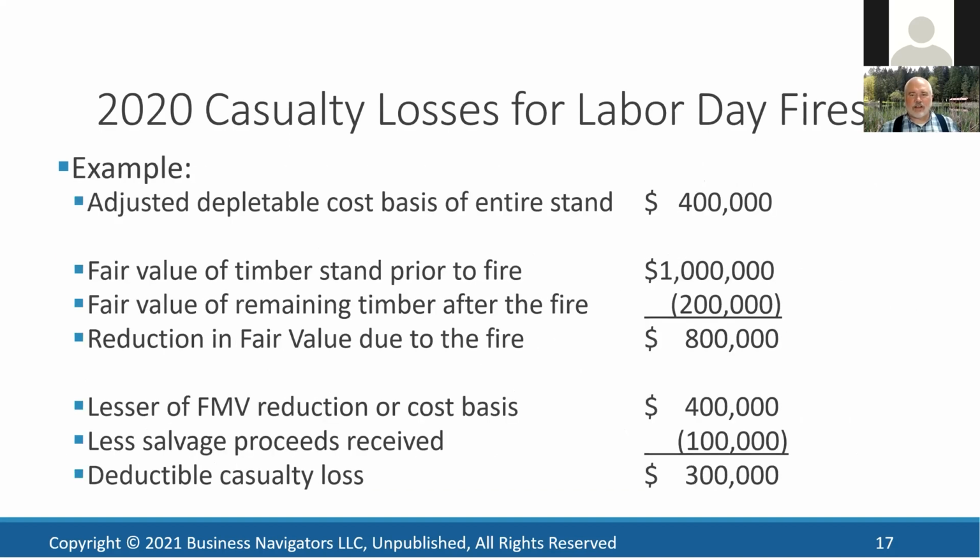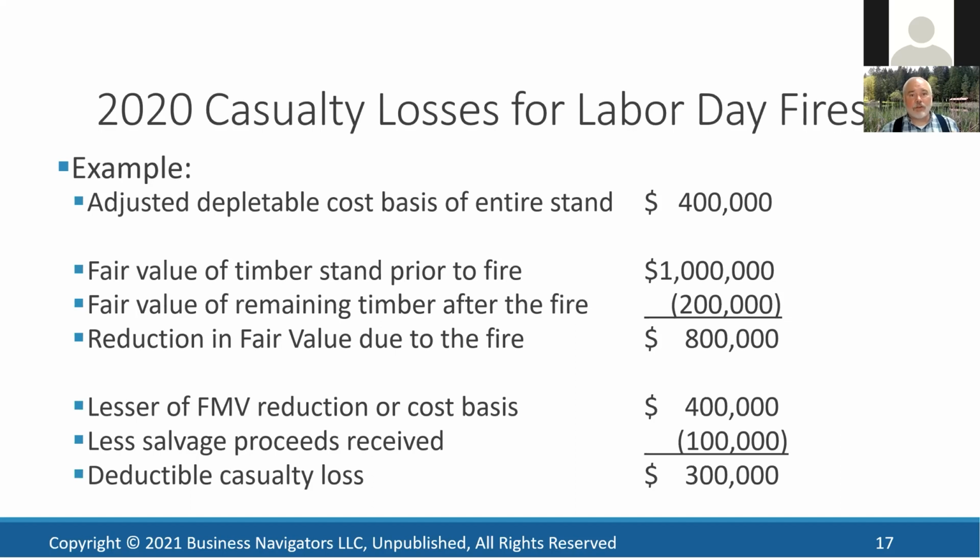So let's look at an example. Let's say, again, we have this $400,000 basis in the stand of timber, and that's in the timber, not in the land. Then we look at the fair value of the timber before the fire and the fair value of the remaining timber after the fire. So we had $400,000 of basis. We had $1 million fair value of the stand. It was worth only $200,000 after the fire, and so we had an $800,000 reduction in value.